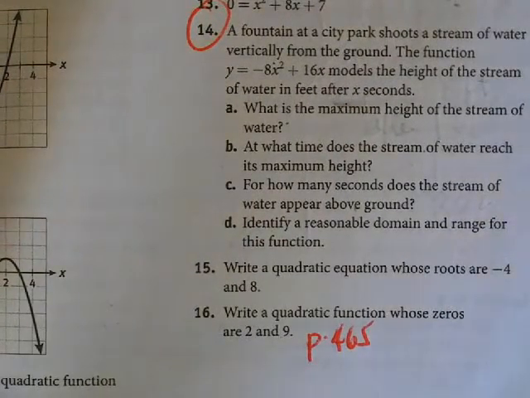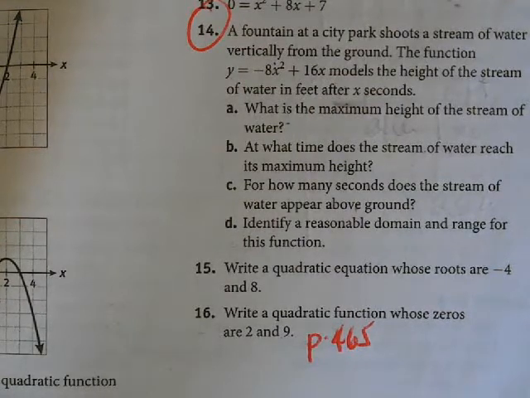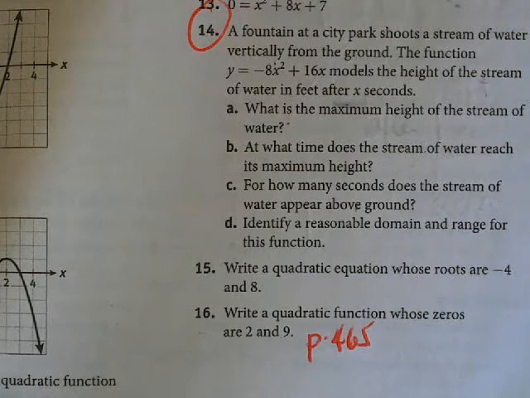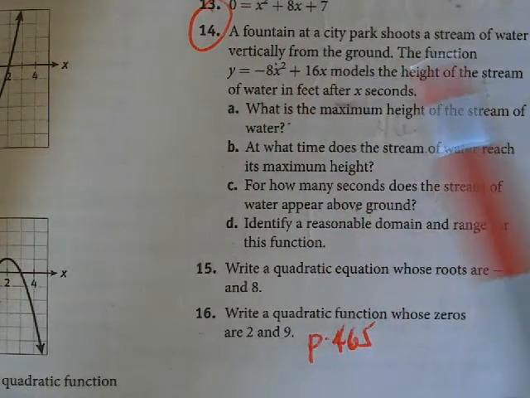Okay, let's solve another word problem. I told you in these word problems, usually they will ask you to solve for the vertex. Just find the vertex and that will answer a lot of the questions. Okay, so here, a water fountain at the city park shoots a stream of water vertically from the ground.